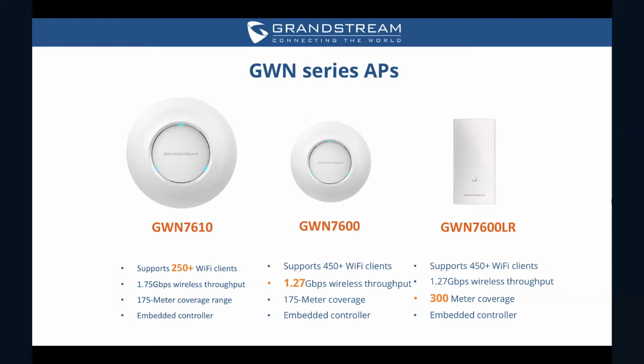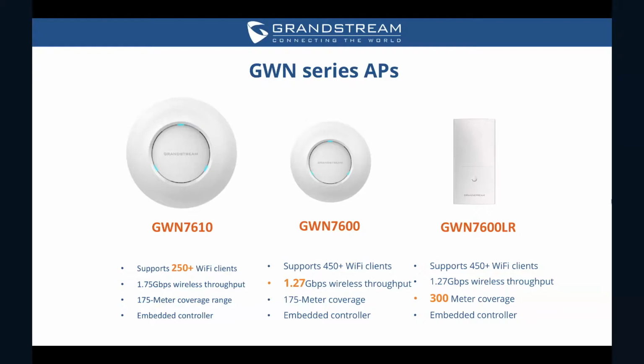So if you're looking for high-end speed, and speed is what is most important to you, you would want to go with our GWN 7610. But if you're more interested in supporting a wider range of clients, say in a restaurant or public areas or businesses that want to offer Wi-Fi for more clients, and not really concerned about offering the utmost optimized speed, then in that case, the GWN 7600 is great for you.